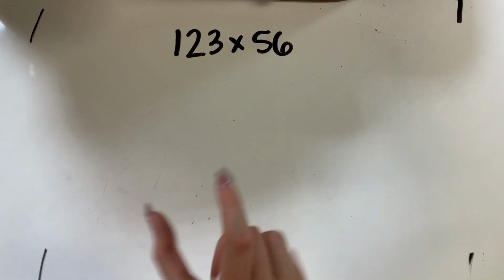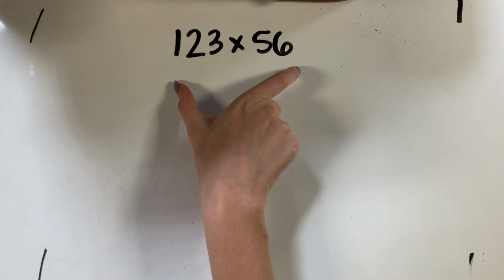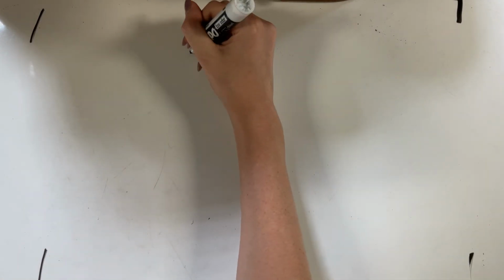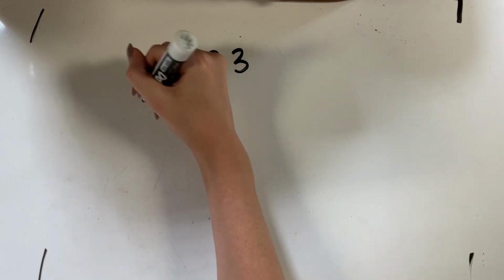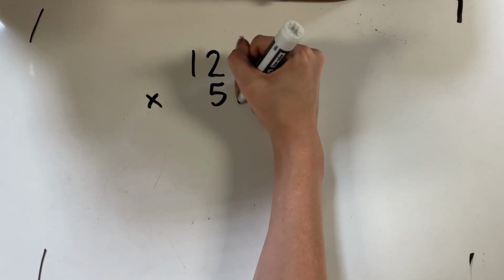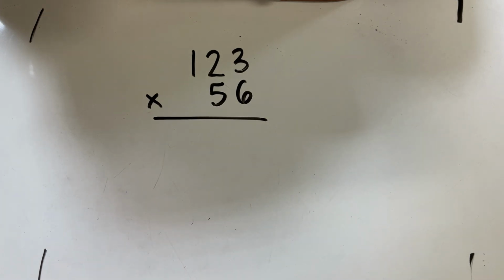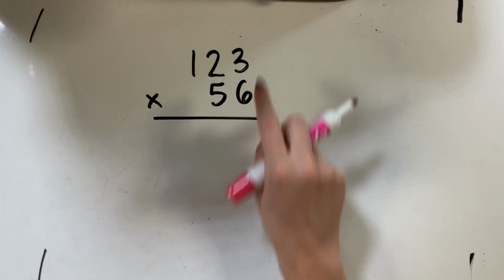We need to put this in the correct order. We need to stack this up. Go ahead and do that for me. Does yours look exactly like mine? Are all of your place values lined up perfectly? I hope they are. Now, let's go ahead and break these numbers down into their expanded forms.